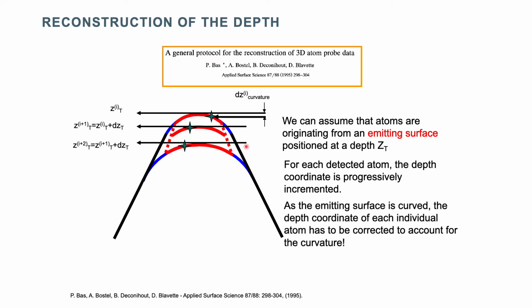Okay? And then we have to assume that the emitting surface is curved, so we will have to account for this. And the curvature is dependent on whatever evolution of the radius you've decided to use, whether the voltage or the Schenck angle or the tip profile.